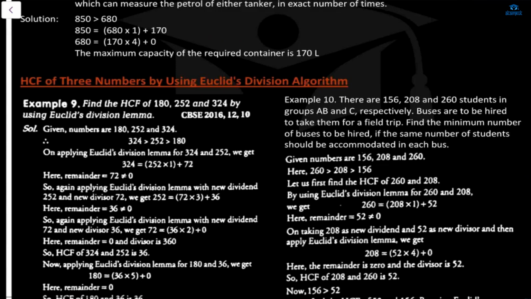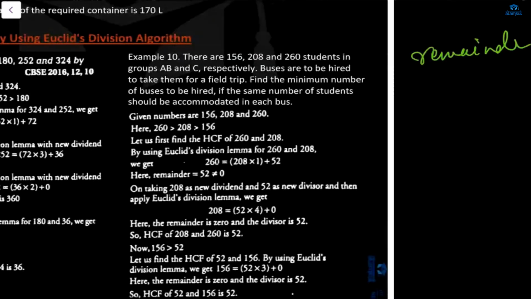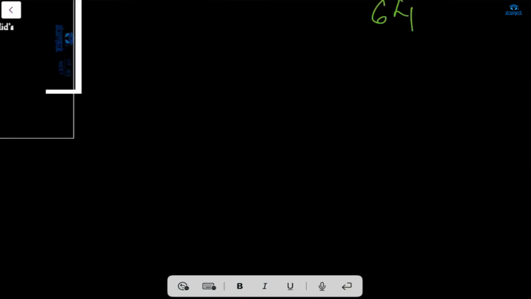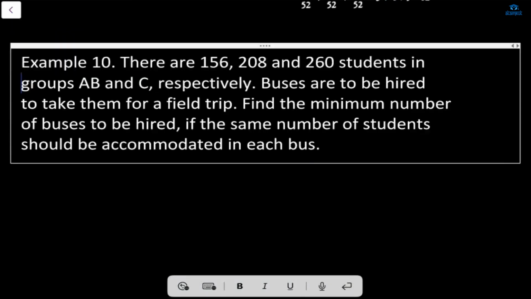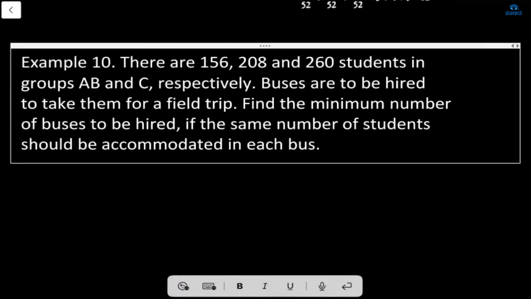I'm leaving question number 9 because it is just simple Euclid's division lemma that you have to apply. I'm giving you question number 10. Try this. I'm helping with this question. It seems hard.